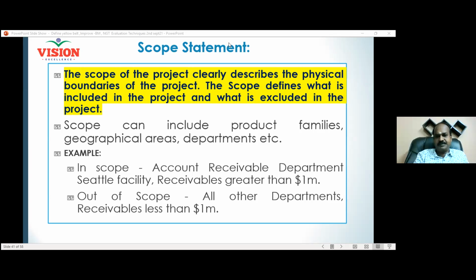Ravi, you are muted. The scope of the project gives you a clear physical boundary within which you have to work. Okay, that is a very must. So start with business case, problem statement, goal statement, then scope of the problem.